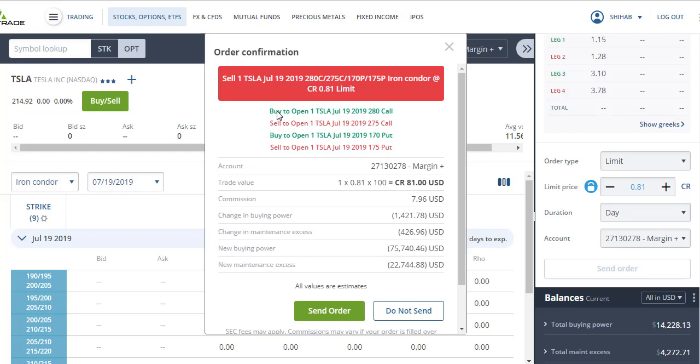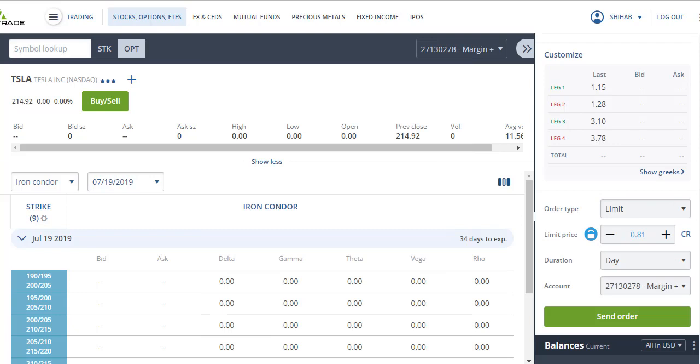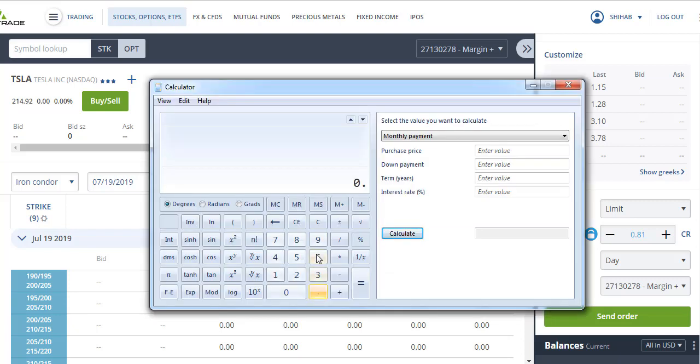You could, as you can see, it's buy to open, sell to open, buy to open, sell to open. So you're selling these put options, but you're also buying these put and call options as protection. I've come to realize that the only way these trades work is if you place a lot of them, because it's a probability play. As you can see, I have a 90% chance to make $81, so that's $72. But I also have a 10% chance of losing $420, which is $42.